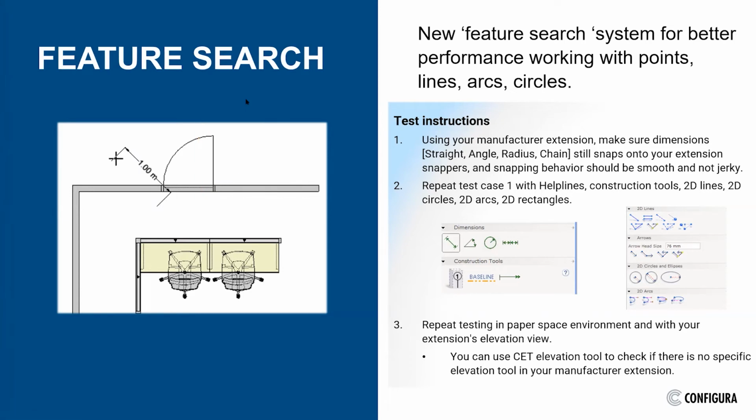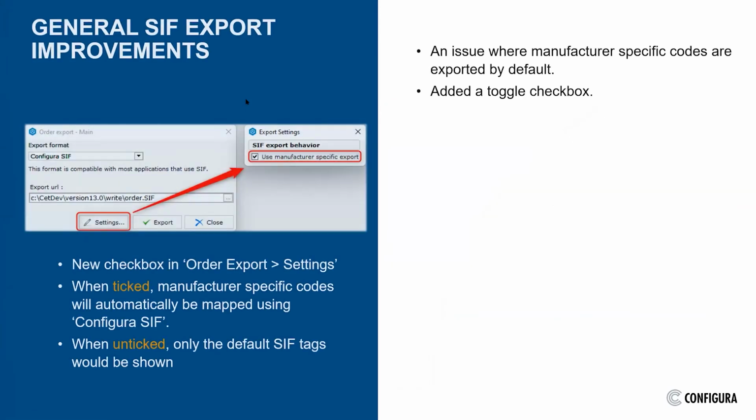Okay, let's move on to the next one. Okay, so the next one would be general CIF export improvements. Now there is something new over here. If you open up your bill of material, you want to export to a CIF format, all right? You should see this settings button over here. This is new. And once you click on it, you should see a new dialog with a checkbox that says use manufacturer specific export. Now, what is this for, you might ask?